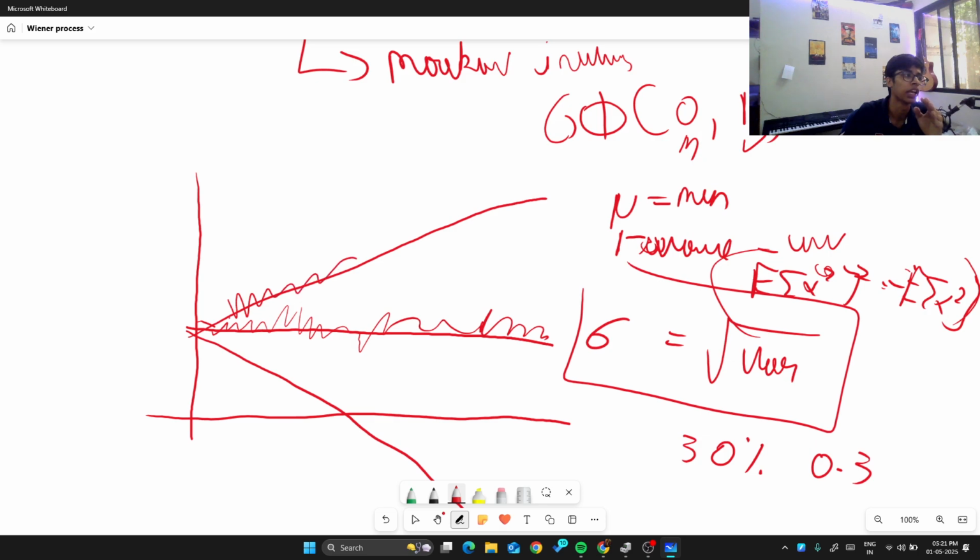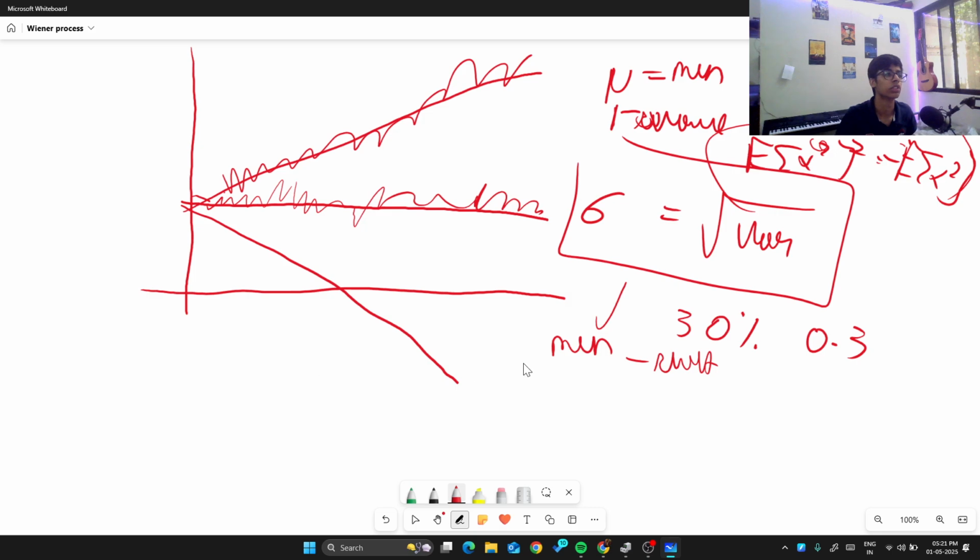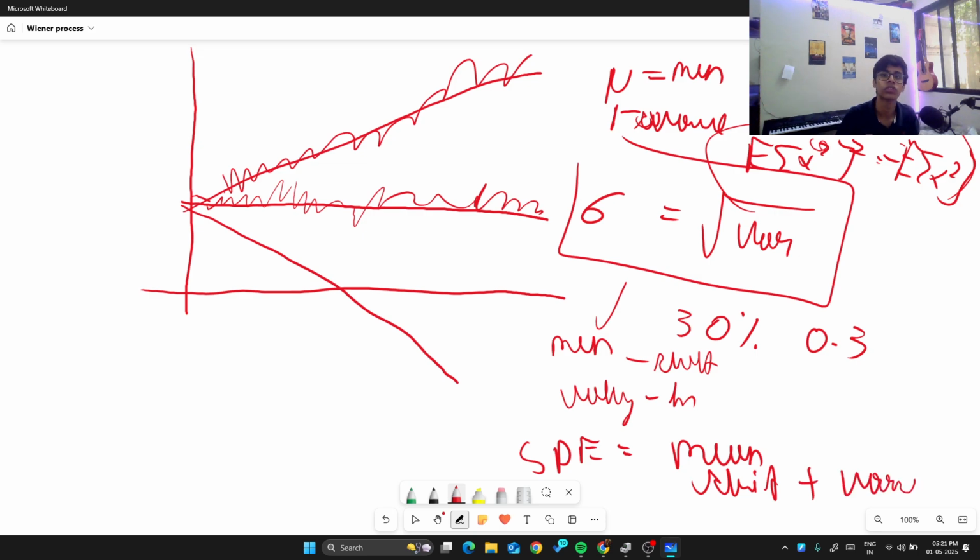And that is called a drift term. So mean is the drift term, and the second is the volatility term, or variance term. So SDE, stochastic differential equation, consists of a mean term or drift term plus a variance term. That's how we model it.